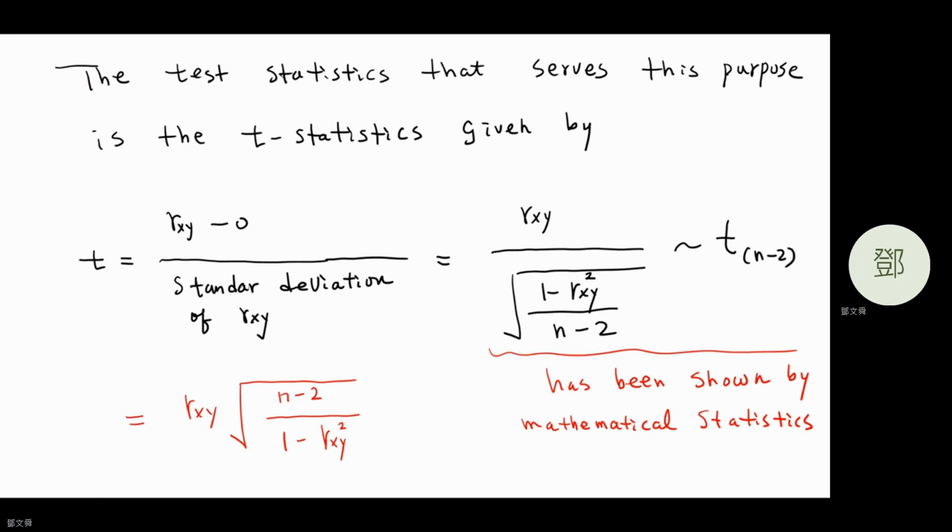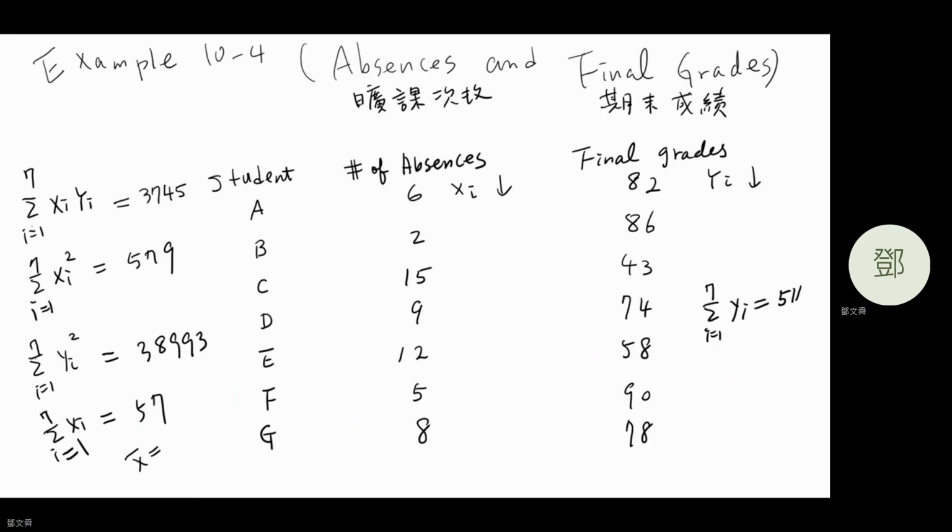And now let us look at the example. Example 10-4. Sorry, I have to wipe this off later. There are 7 observations, and each observation is paired. Paired observations. All right.